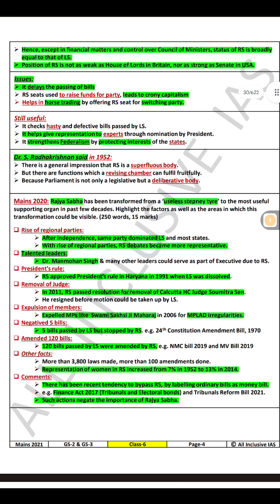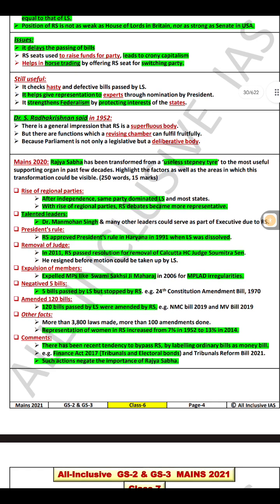Dr. S. Radhakrishnan said in 1952, there is general impression that Rajya Sabha is a superfluous body, but there are functions which a revising chamber can fulfill fruitfully, because Parliament is not only a legislative body but a deliberative body.